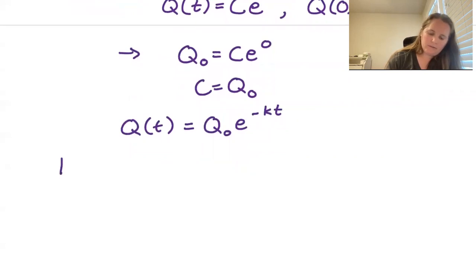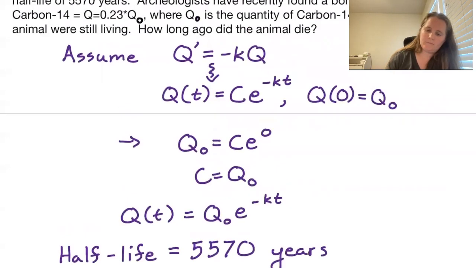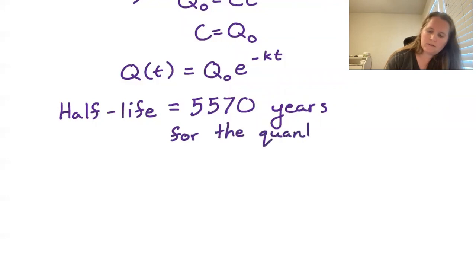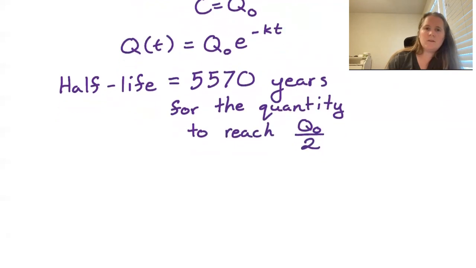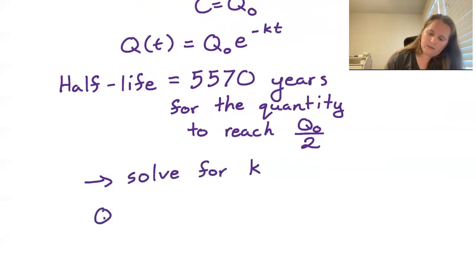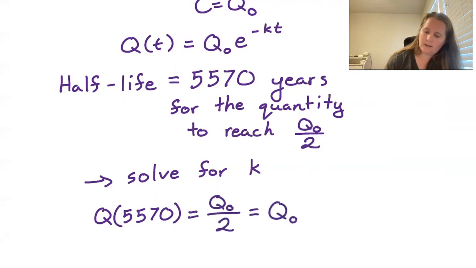Now we're going to use the half-life. A half-life of 5,570 years, if I remember correctly. Yes. What this means is that it takes 5,570 years for the quantity to reach Q naught divided by 2. So we can solve for K. We have Q of 5,570 is equal to Q naught divided by 2 is equal to Q naught times e to the negative K times 5,570.